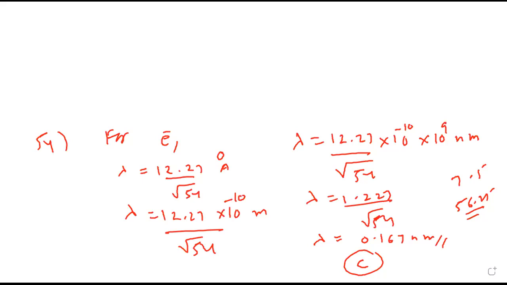Next, 55. The de Broglie wavelength of an electron of kinetic energy 100 electron volt is 1 angstrom unit.